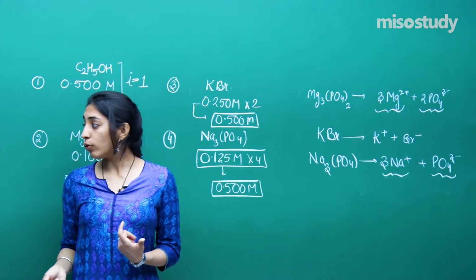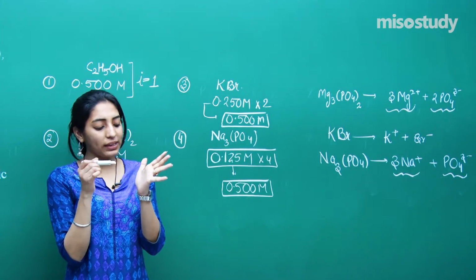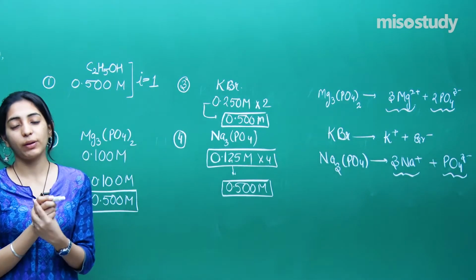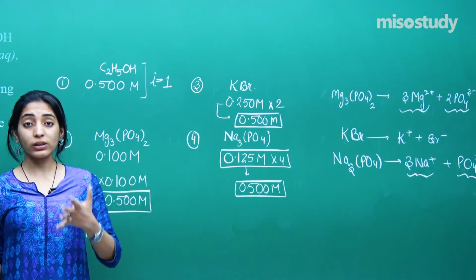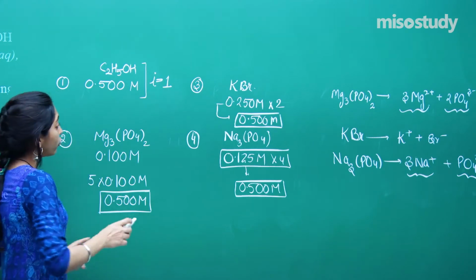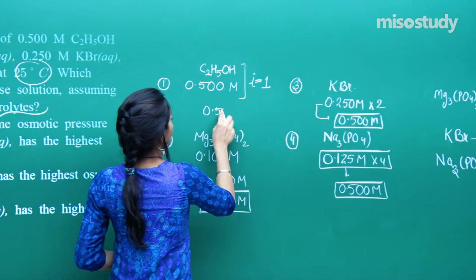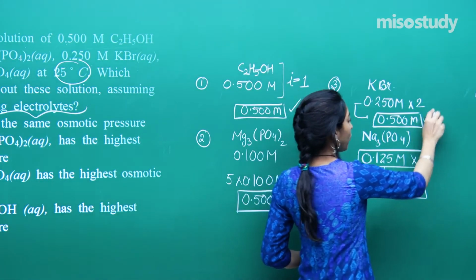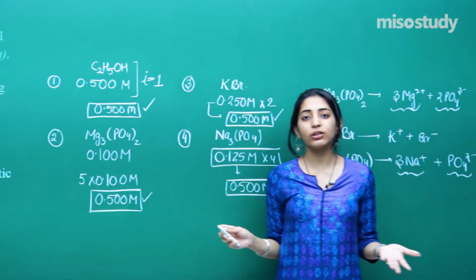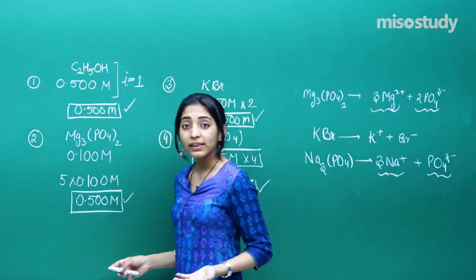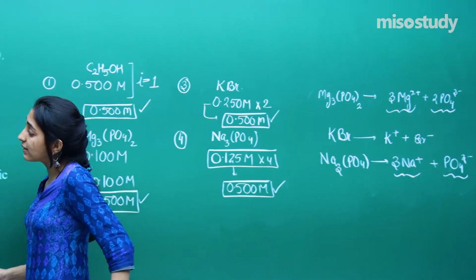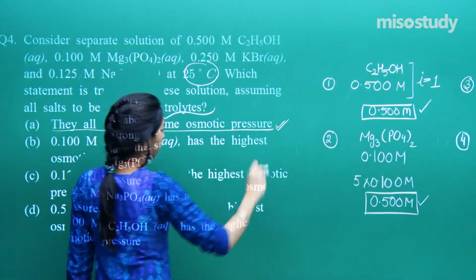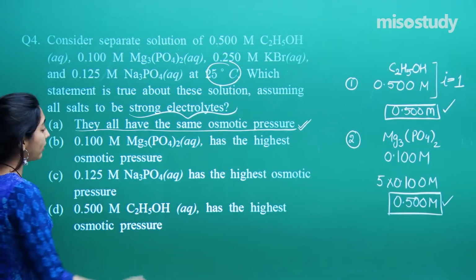Now if you talk about any of the colligative properties, whether it is elevation in boiling point, depression in freezing point, osmotic pressure or relative lowering of vapor pressure, they are directly dependent upon the total number of particles in the solution, right? Since the total concentration of particles is 0.500, 0.500, 0.500, 0.500, the concentration in all the 4 cases is the same. So I can simply say that they all will have the same value of osmotic pressure. So this is correct.